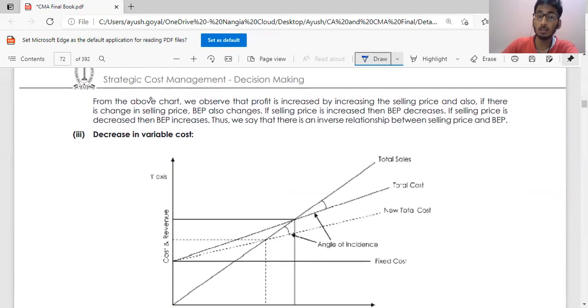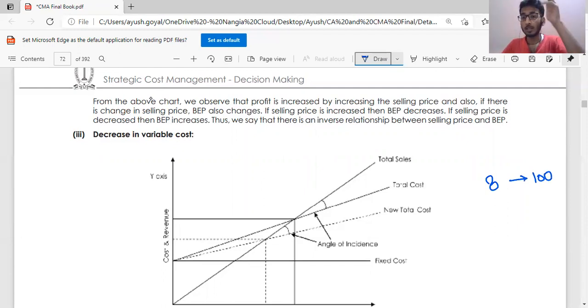Now, a decrease in the variable cost. Suppose variable cost is decreased. What would the situation be? The same situation would be there. Earlier, suppose I had a contribution of 8 rupees and I was selling 100 units. Now, since variable cost decreases with the same sale price, I'll have a contribution of 10 rupees. Suppose variable cost is decreased by 2 rupees.